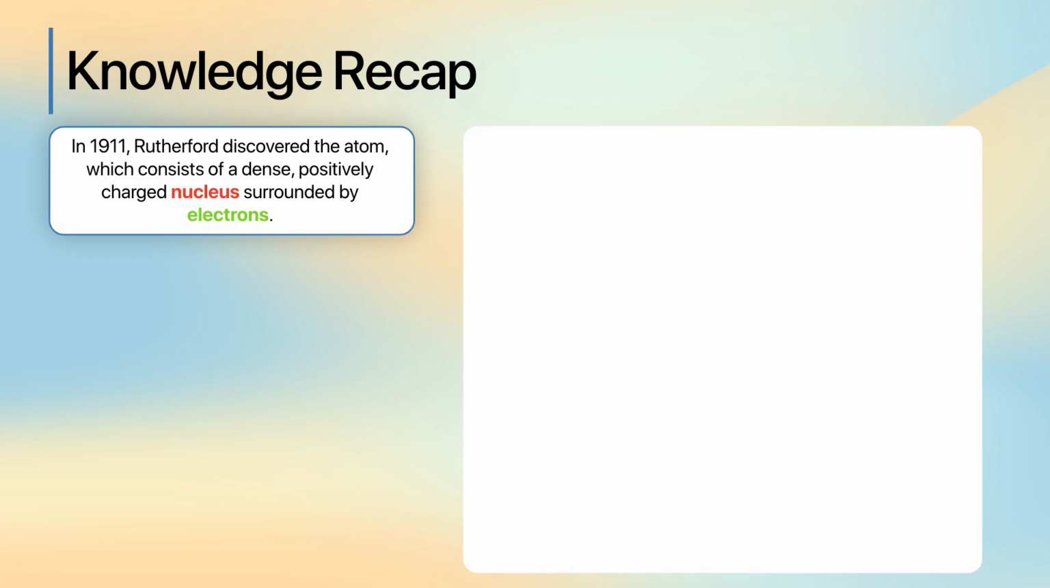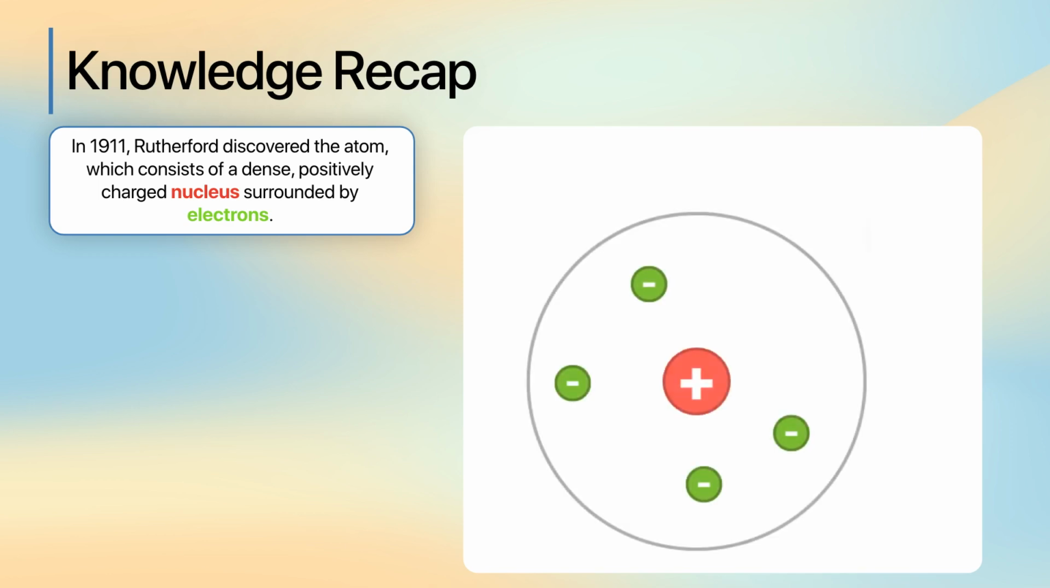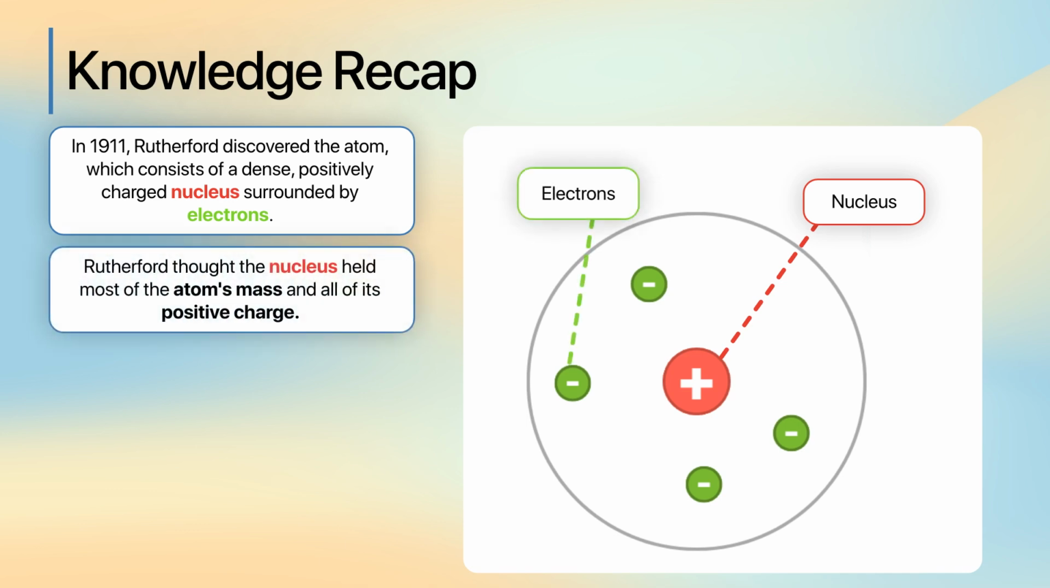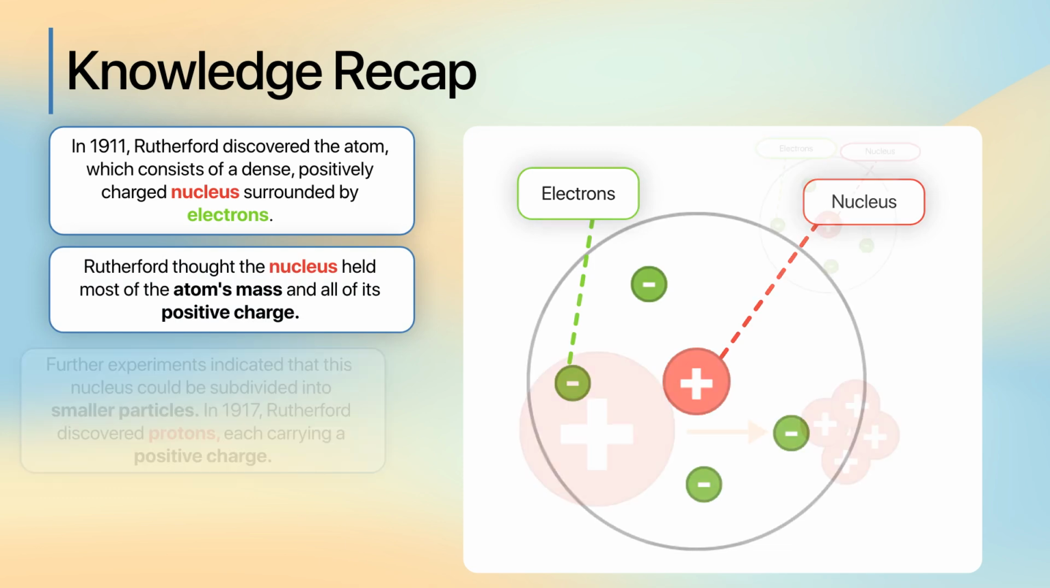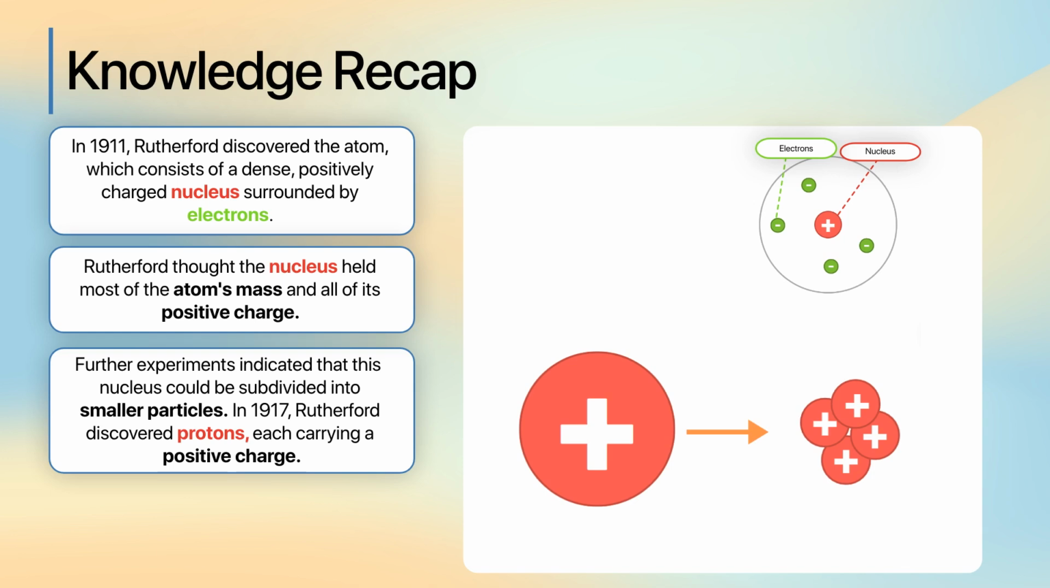Let's recap the early nuclear model proposed by Ernest Rutherford in 1911. He suggested that an atom consists of a dense, positively charged nucleus surrounded by electrons. This nucleus was thought to hold most of the atom's mass and all of its positive charge. However, further experiments indicated that this positive charge within the nucleus could be subdivided into smaller particles.